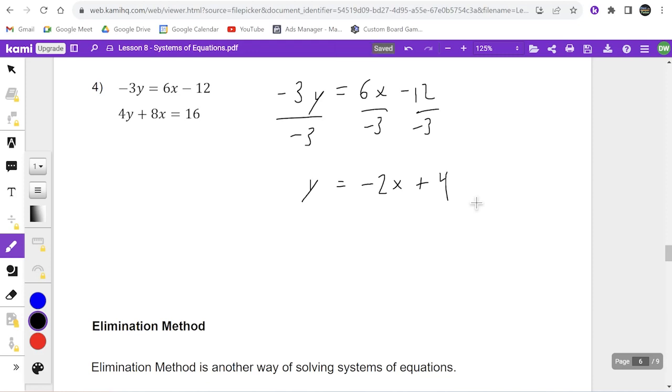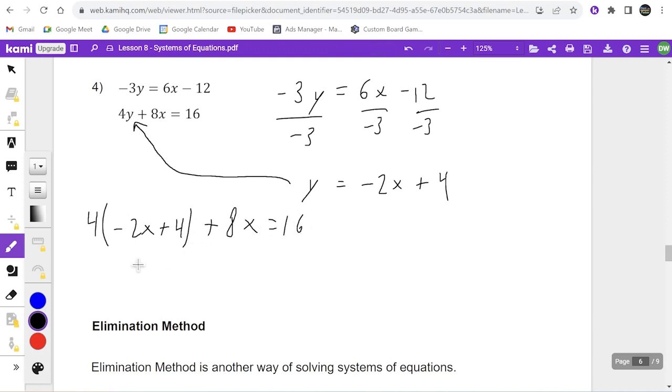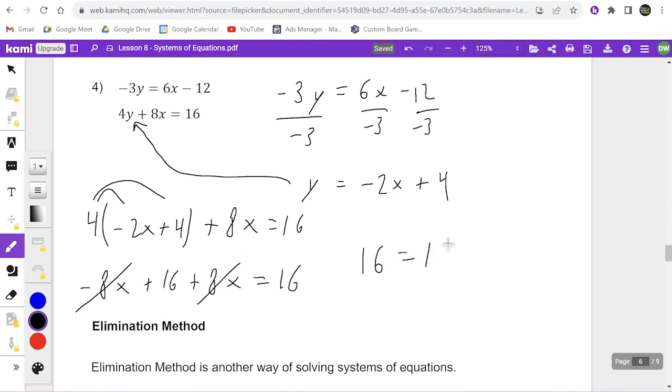Okay. So now that I've got y, I can plug in negative 2x plus 4 into that y right there in the other equation. So it's going to be 4 times the quantity, negative 2x plus 4, plus 8x equals 16. And now it's going to be distributing the 4. It's going to be negative 8x plus 16 plus 8x equals 16. And this one's weird because the negative 8x and the plus 8x cancel, and so I just get 16 equals 16. This is a very weird answer, isn't it?